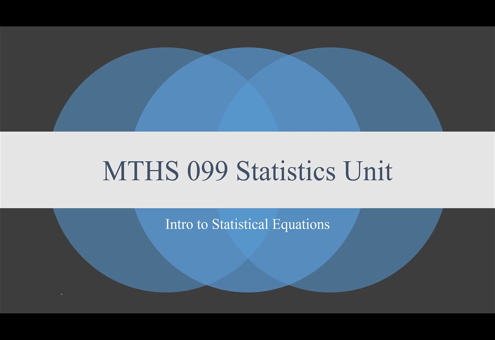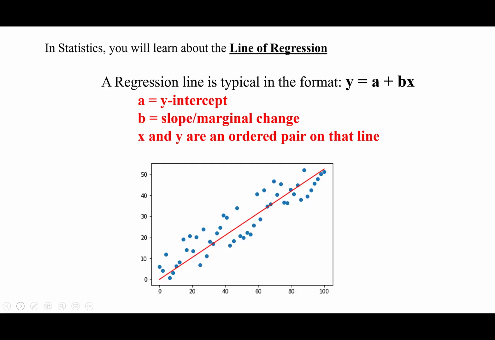Hi students, in this video we're going to continue talking about statistical equations, and I'm going to introduce to you the line of regression equation. A regression line has a format of y equals a plus bx. A is the y-intercept, b is the slope, which is also called marginal change in statistics textbooks, and x and y are an ordered pair on that line. And below I just have a picture of what a regression line would look like.